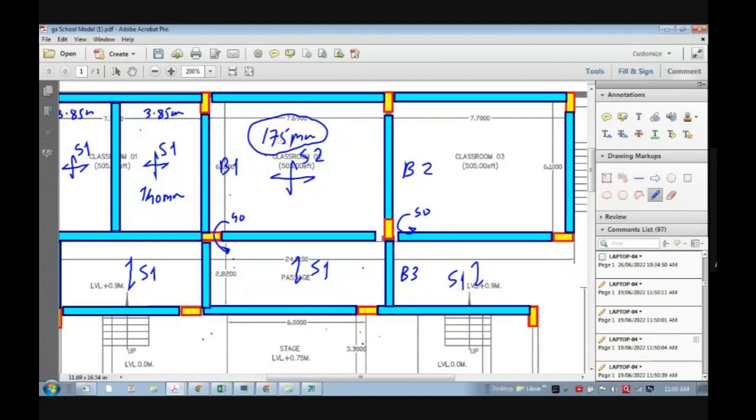I generally recommend more than 175 in this case. I will not go with 175 in a classroom. I will suggest a 200 mm thickness as a structural designer. I will reduce the steel, there is no problem. I know that 175 requires more steel and 200 will require less steel. So I will be happy to provide less steel and more thickness. Why more thickness? For serviceability issue.